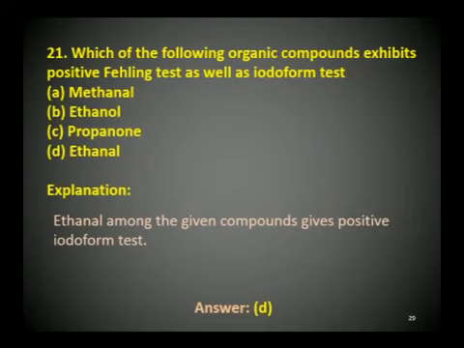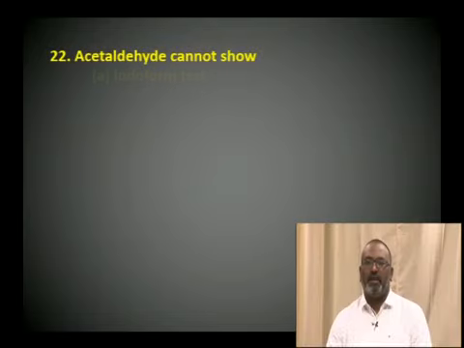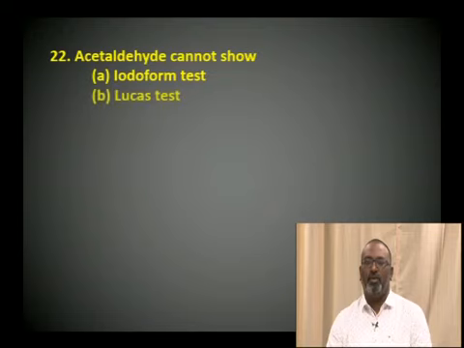Ethanal, which is nothing but acetaldehyde, is giving a positive test towards Fehling solutions, Fehling A and B, as well as the iodoform reaction also. Question number 22. Acetaldehyde cannot show iodoform test, Lucas test, Benedict's test, or Tollens test.